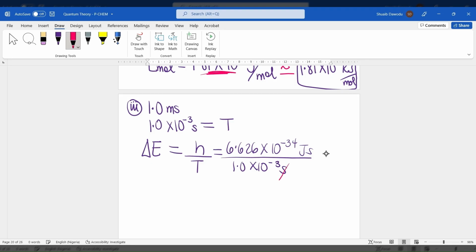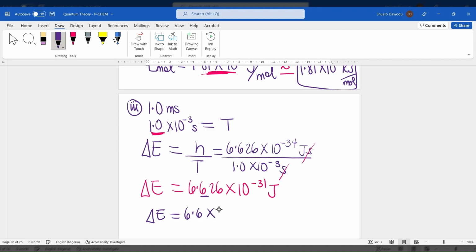We cancel out the seconds. And then, of course, changing E will be this information we put in our calculator. When we do the calculation, we end up with 6.626 times 10 raised to the power of negative 31 joules. Now, of course, we're going to put this new answer that we solved for in the proper number of significant figures. And we see that 1.0 is two sig figs. So we have to put our work in two sig figs. So changing E ends up becoming 6.6 times 10 raised to the power of negative 31 joules. And this is basically the answer to this question.